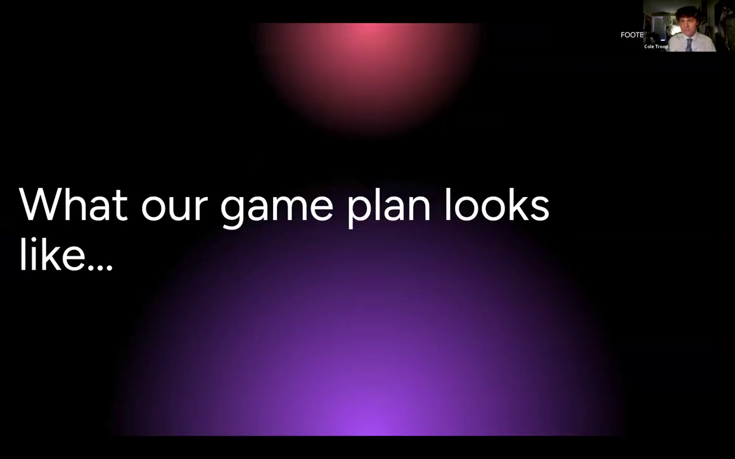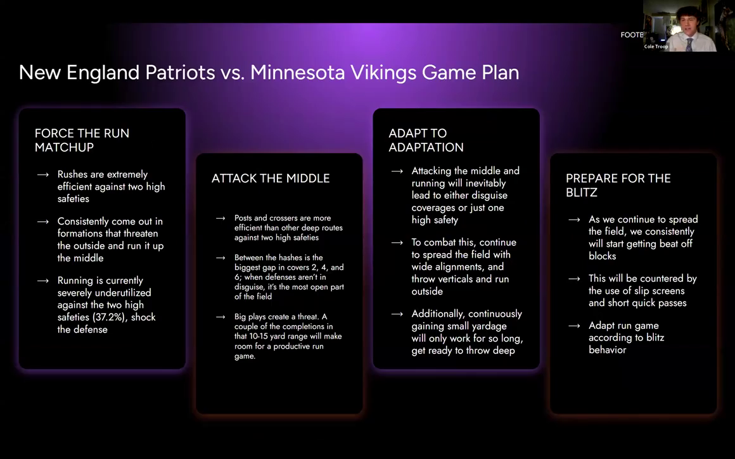Perfect. So what our game plan looks like against the Vikings incorporates all this data. Essentially, like what we just said, we want to force that run matchup. Rushes are extremely efficient against two-high safeties. We've just been talking about that. Consistently come out in formations that threaten the outside and then run it. So come out in a spread, come out in trips left, and run it up the middle. Make them think we're gonna pass, and also we'll talk about attacking the middle, but we want to create that threat to create another threat.